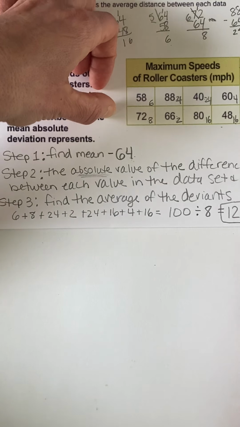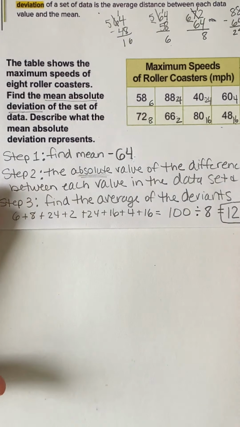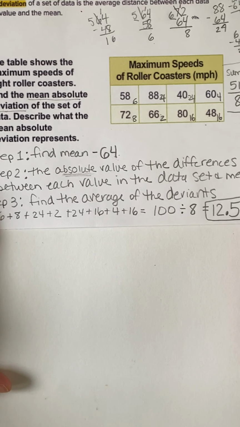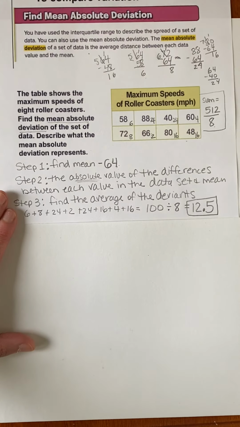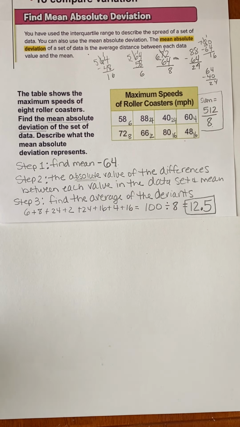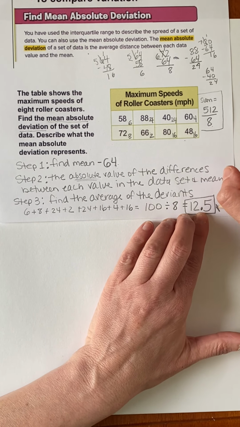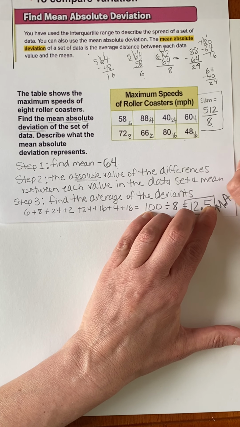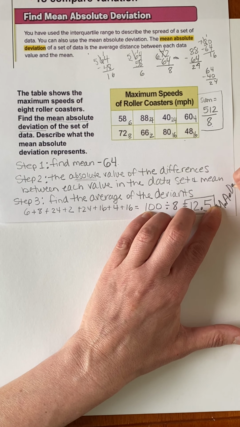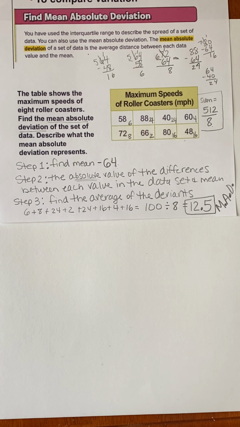Are you ready for an abbreviation? I'm going to call 12.5, let's zoom this out a little bit, my mean absolute deviation. That is my final answer, 12.5.